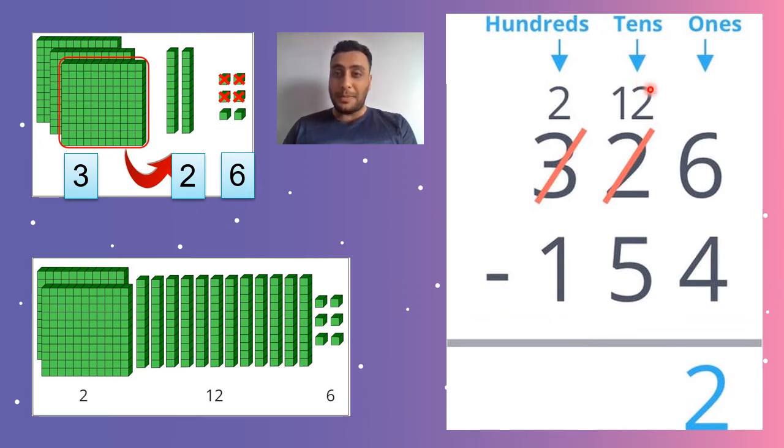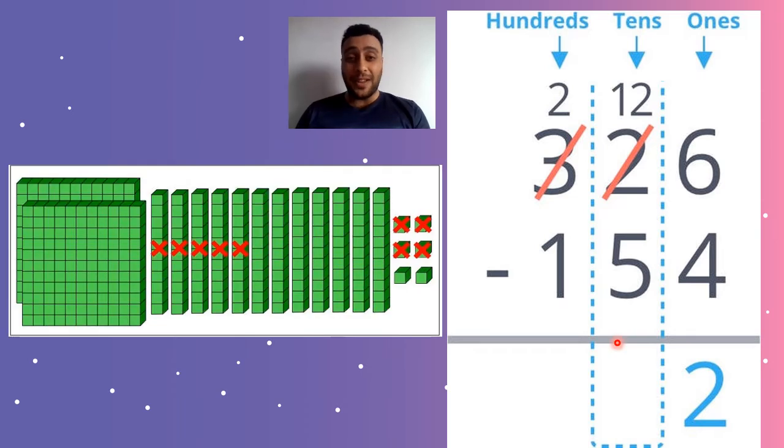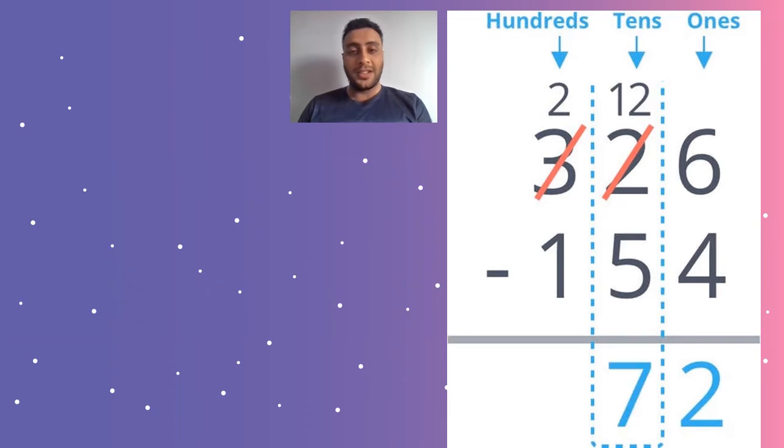So it becomes like this. 12, boop, 2. So 12 minus 5 equals 7, right? It equals 7. Look here. We have 12 take away 5. Boop, boop, boop. Now we have 1, 2, 3, 4, 5, 6, 7.